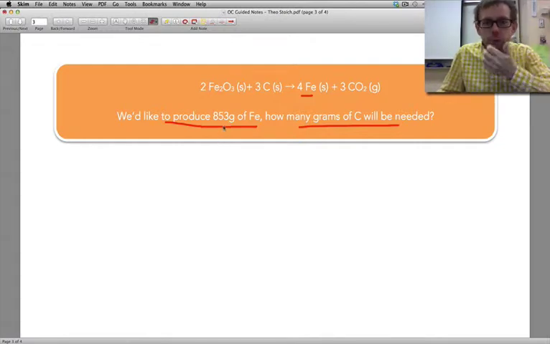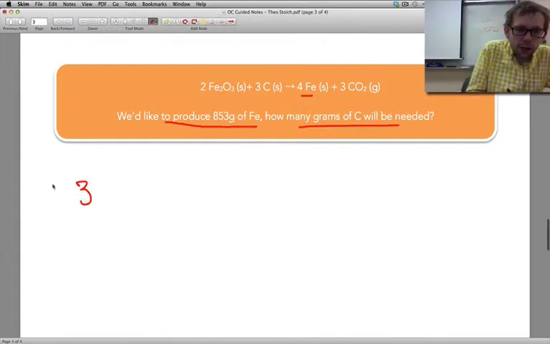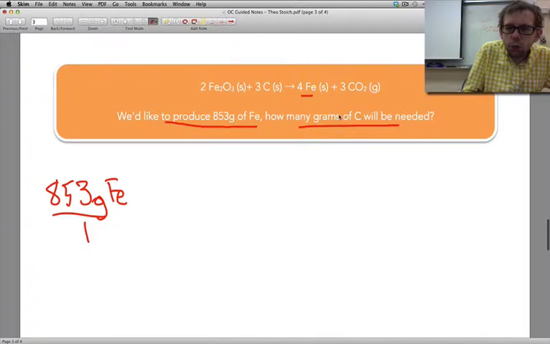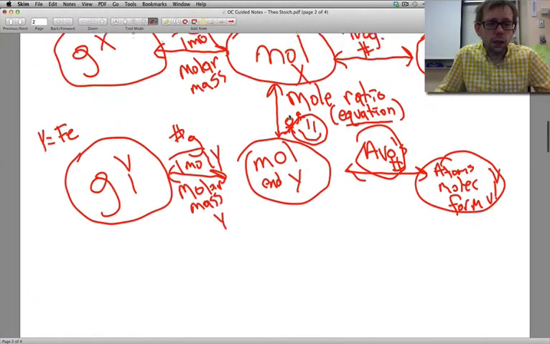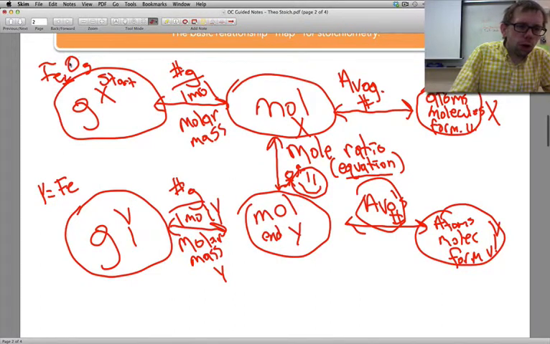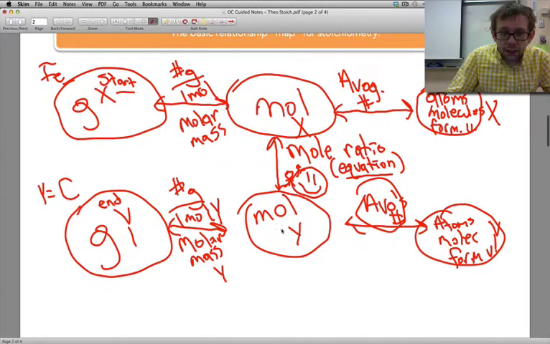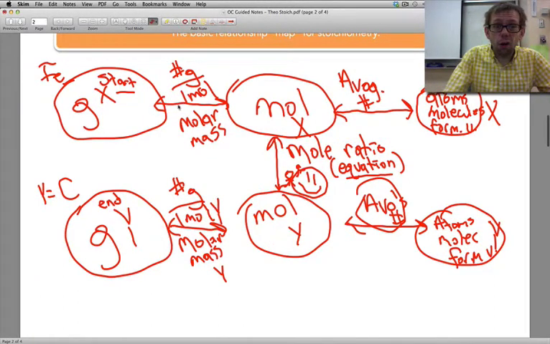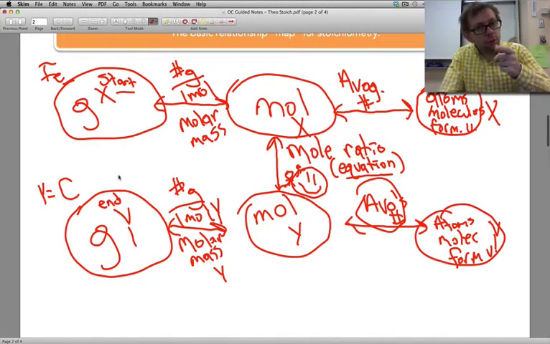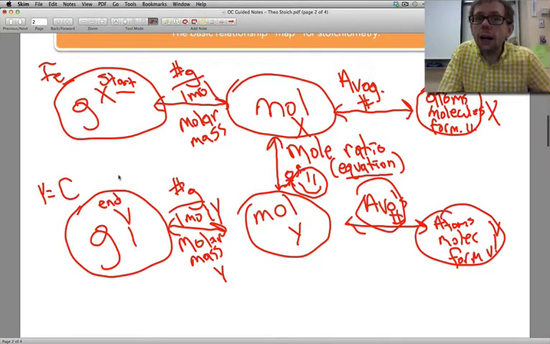So I have 853 grams of iron, and I want to get to grams of carbon. Now, let's go look at our mind map again, make sure we're okay here. In this case, we're starting in grams of iron, and we want to end in, our Y here is carbon, okay? So we're starting in grams still. This time we want to end in grams of carbon. So we want to end here, not here, okay? So we're going to be taking a long pathway here, because there's no line here, okay?